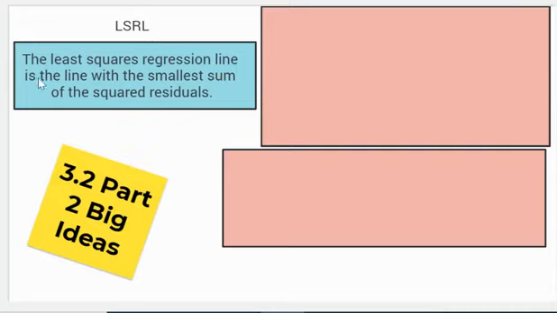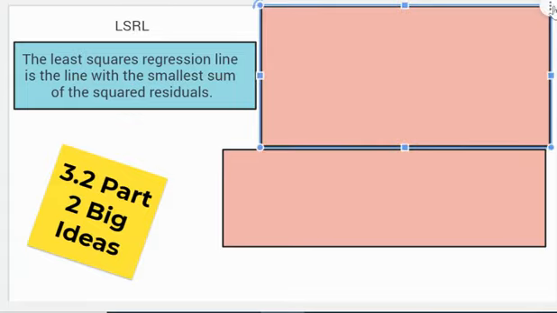Well, it is the line with the smallest sum of the squared residuals. So it's the line that minimizes the residuals. It makes the sum of the residuals squared as small as possible. So that's one of the big ideas. That's why it's called the least squares regression line.